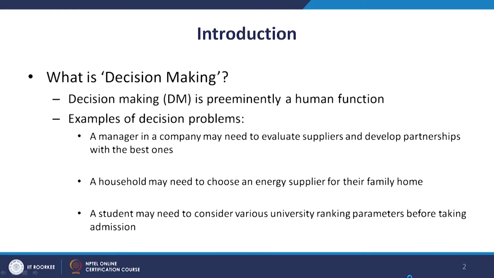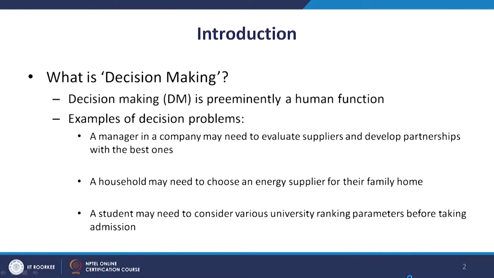So, as I said, the full form of MCDM is multi-criteria decision making. Let us start with understanding what is decision making. If we look at decision making from the logical perspective, preeminently this is a human function. It is the job of humans, because humans are supposed to be responsible for the decisions they take, and any machine or AI based machine or robots, even if they are taking decisions, probably they will not take accountability for those decisions. So, in that sense, decision making is preeminently a human function.